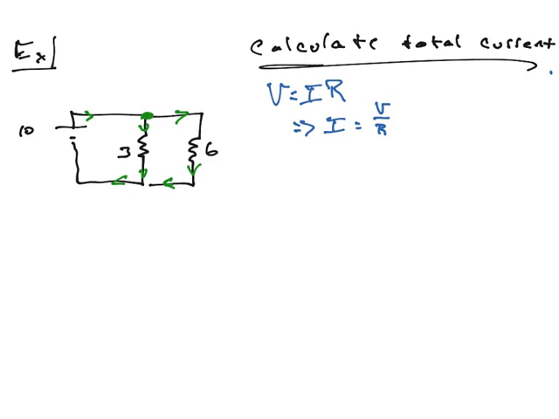So I now know my resistors are in parallel, so I'm going to use the equation: 1 over R parallel is 1 over R1 plus 1 over R2. All right. So R1, that's 3. R2, that's 6. So now I just have to add 1/3 plus 1/6.